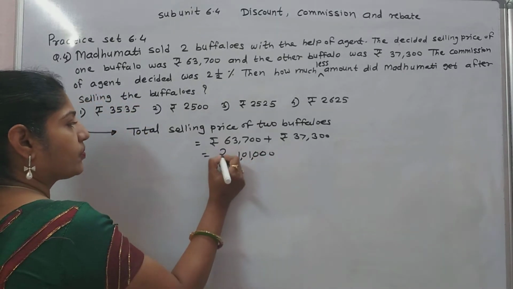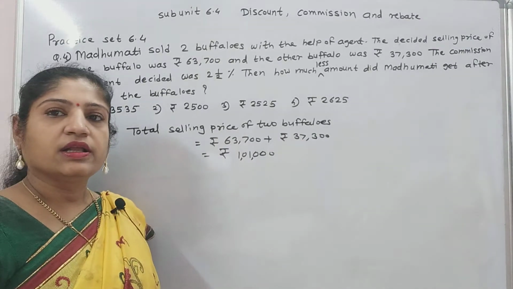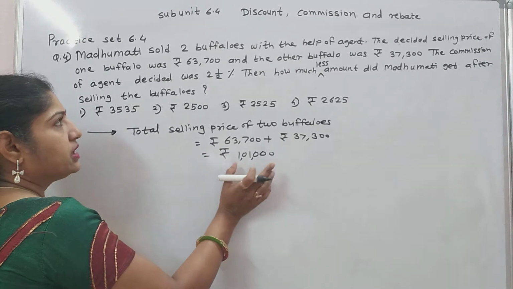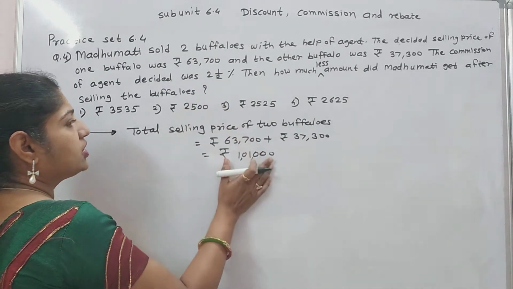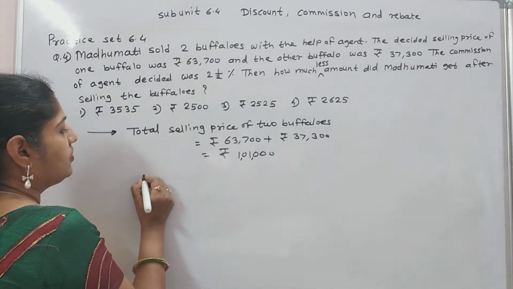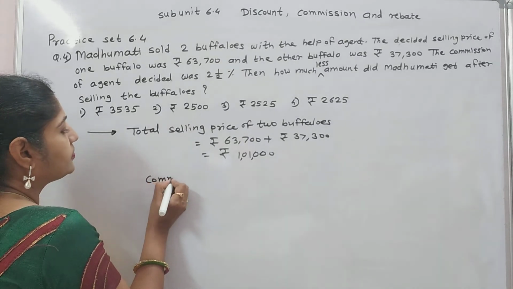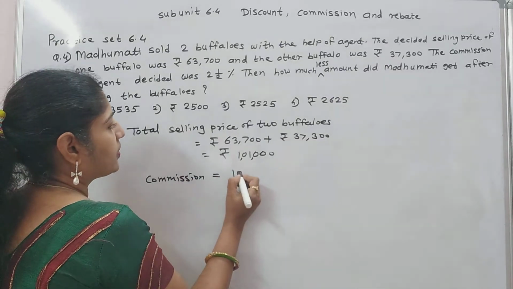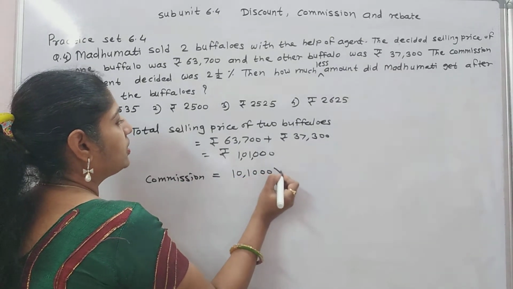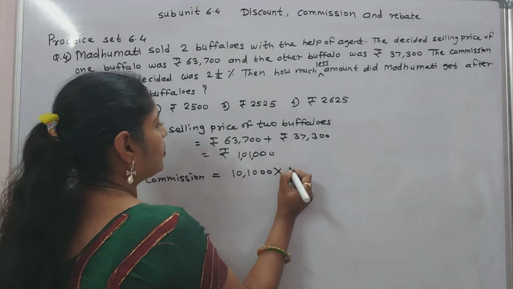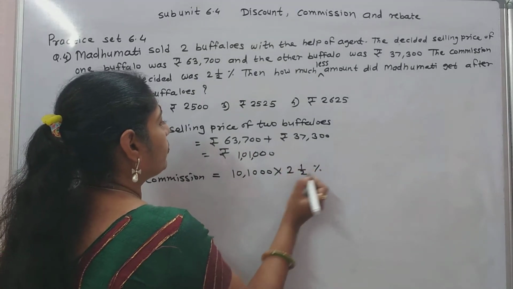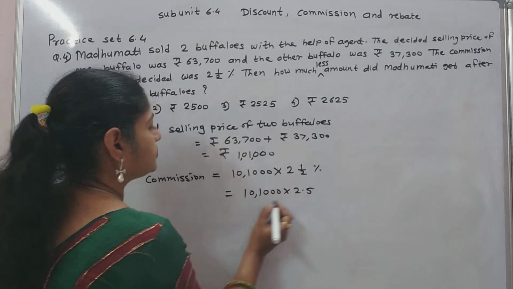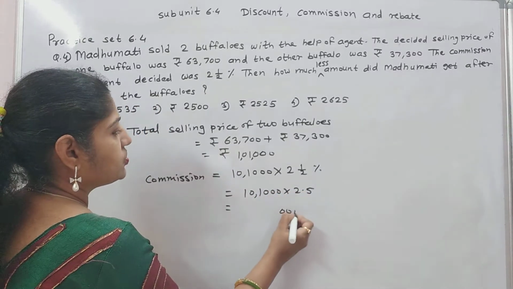1,01,000. This is the selling price of the 2 buffalo. Now on this amount there is the commission given to the agent. Find the commission. Commission is on the selling price of that buffalo, 2.5%. 3 zeros are given.